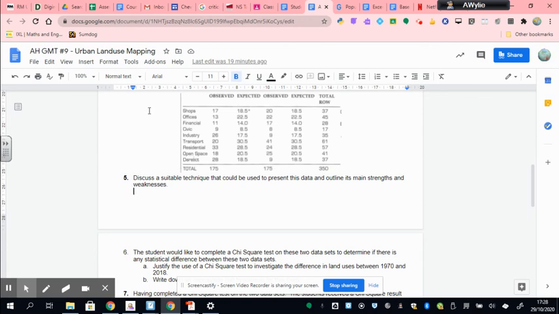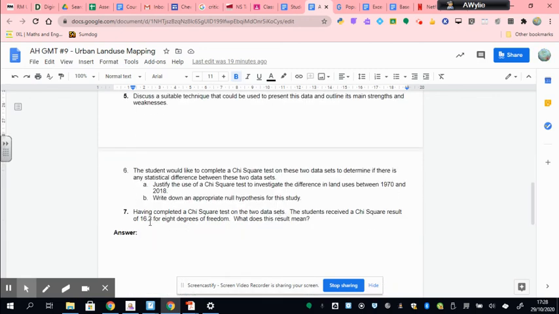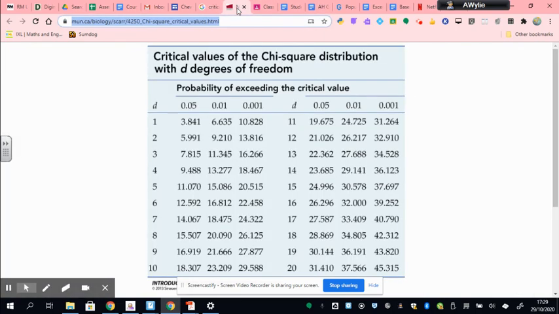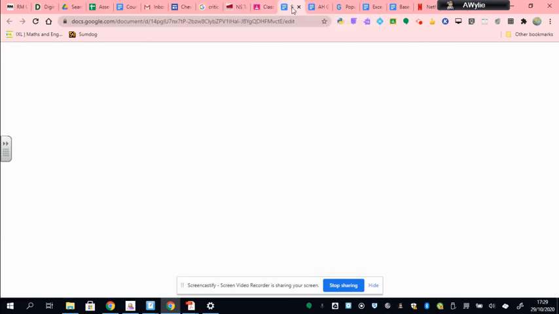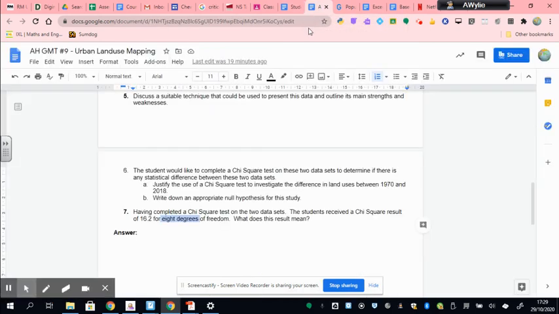Okay, right, that should allow you to answer these questions here, and also for question 7, when you get to this, what does 16.2 mean as a result? If that was your result for 8 degrees of freedom, well, what I would suggest you do is pay attention to 8 degrees of freedom, have a look at the critical values table, and write out, what would be your null hypothesis? Would you be accepting or rejecting it? And if you are accepting it, can you do it to the 95 or the 99?